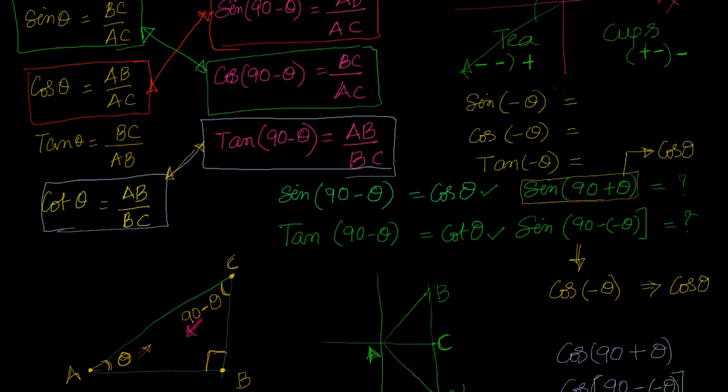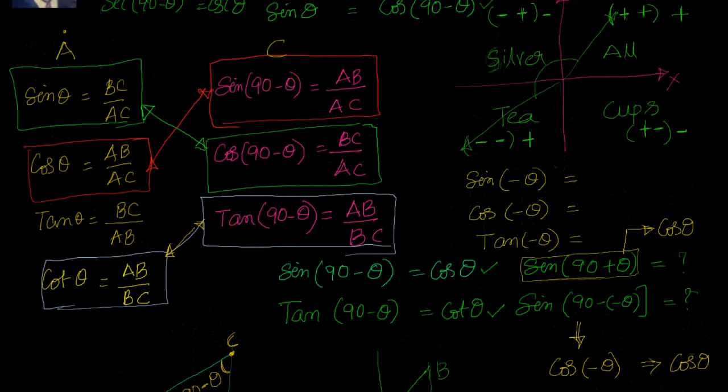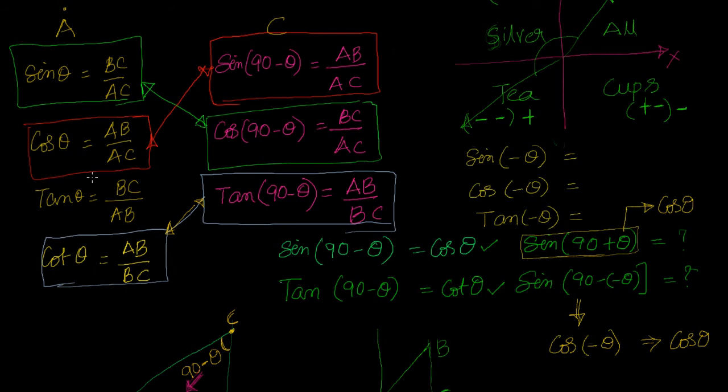When I had written all the values and compared them, I found that cos of 90 minus theta is equal to sine of theta. Similarly, sine of 90 minus theta is equal to cos theta. So we can establish the relationship between angle at A and angle at C, where the angles are complementary: theta and 90 minus theta.